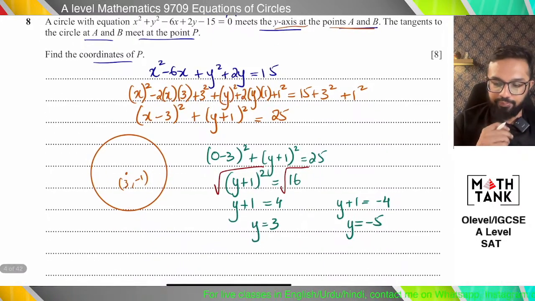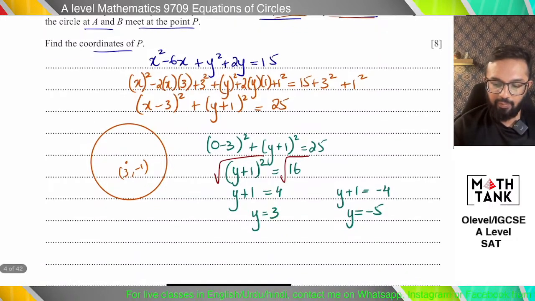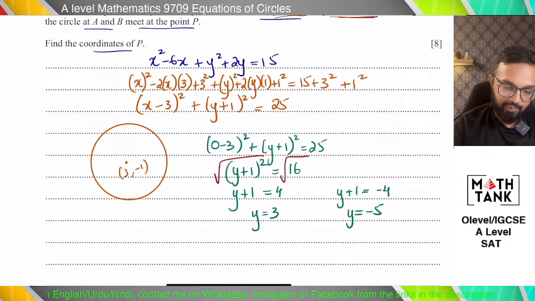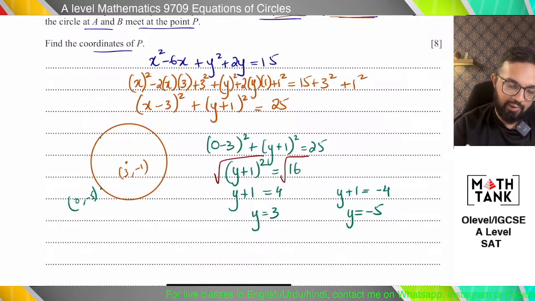Okay, so I have 2 points, y = 3 and y = −5. Minus 5 should be here. It could be actually on both sides, I'm not sure. Well, in fact, the y-axis is here. So (0, −5) and (0, 3).